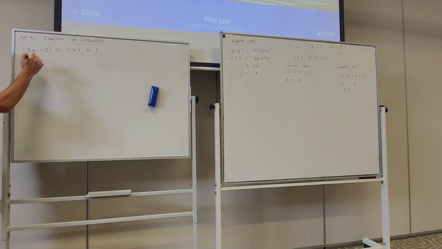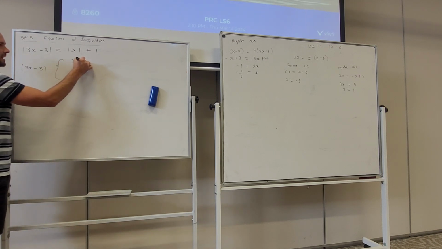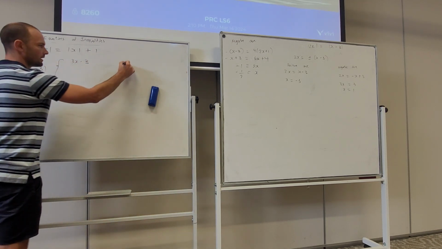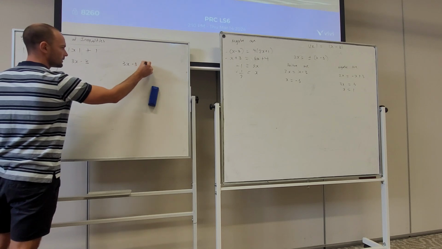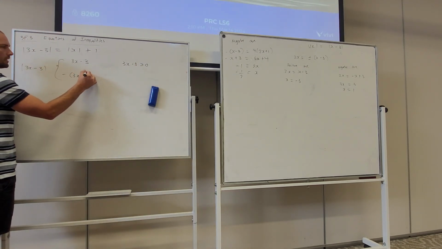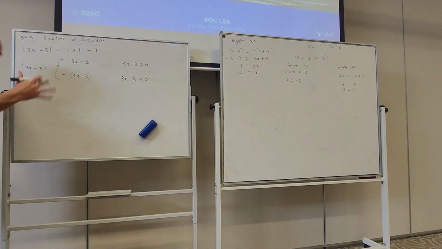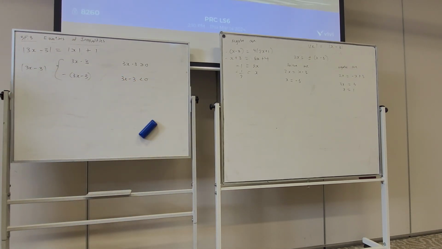So for the first one here, we're going to have 3x take 3, the modulus of it. It's going to equal 3x take 3, provided 3x take 3 is positive. And it's going to equal negative 3x take 3, provided 3x take 3 is negative. That's just the definition of absolute value, right?